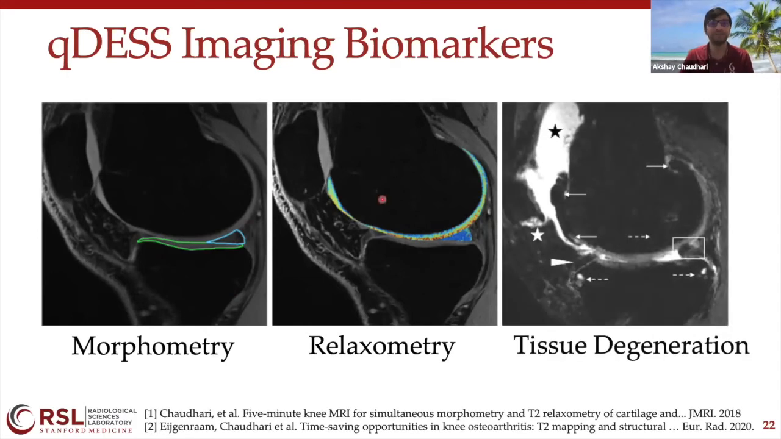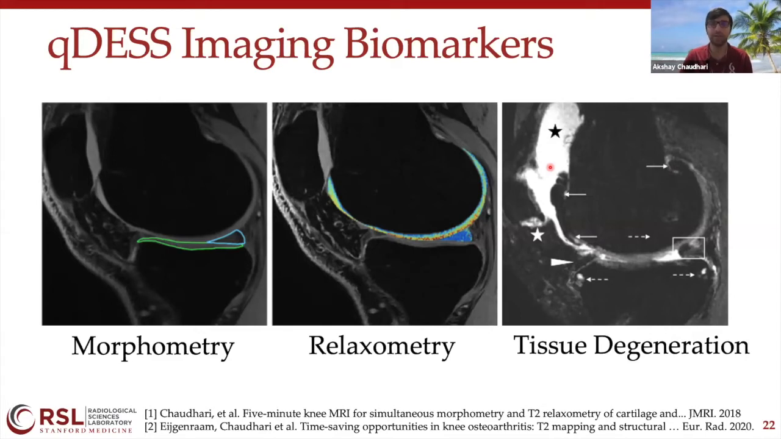And with the contrast that we get from this sequence, we can also assess tissue degeneration. In this particular example, we're seeing some osteophytes, which are bony protrusions that can typically be painful. We're seeing changes in the cartilage. We're seeing some synovitis, all different features that are associated with osteoarthritis onset and progression. And this is all possible with one fast, quantitative, and high resolution sequence.